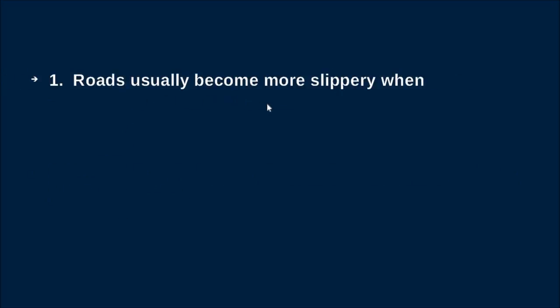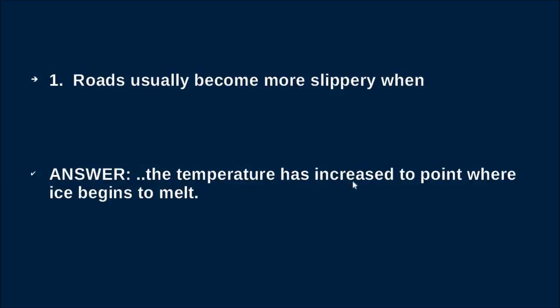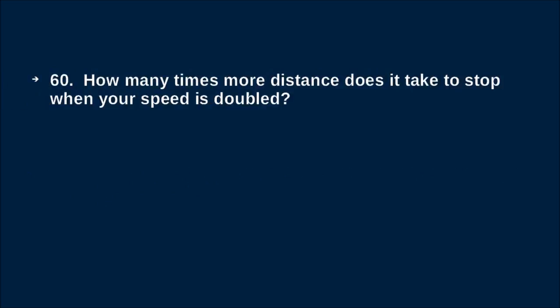Roads usually become more slippery when the temperature has increased to the point where ice begins to melt. How many times more distance does it take to stop when your speed is doubled? About 4 times.